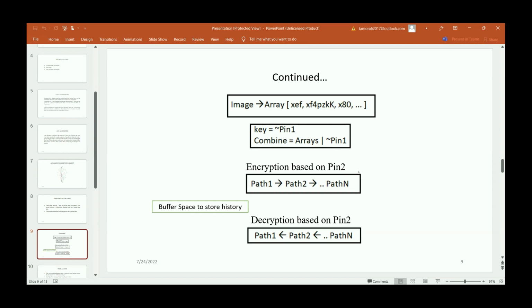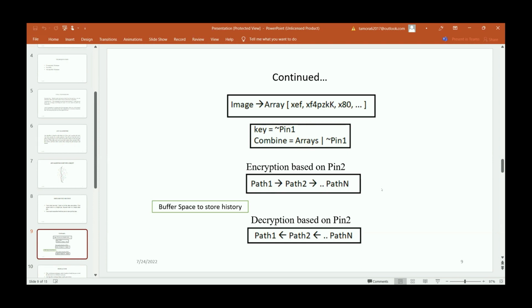So what is the depth? When I say depth, at each path or each stage, this combination occurs again by changing the pin, by changing pin 1. That will be taken care of by the algorithm. The path is a stage here. So at each stage, a different pin is generated. With the previous array of bytes and the new pin, it gets combined again and produces a new set of array of bytes.